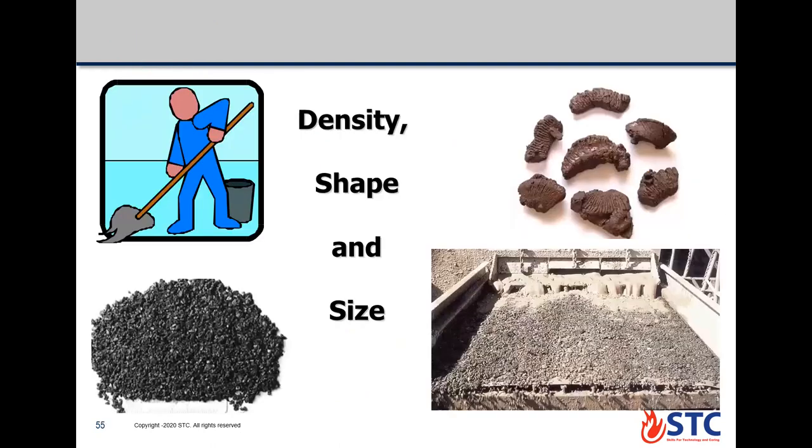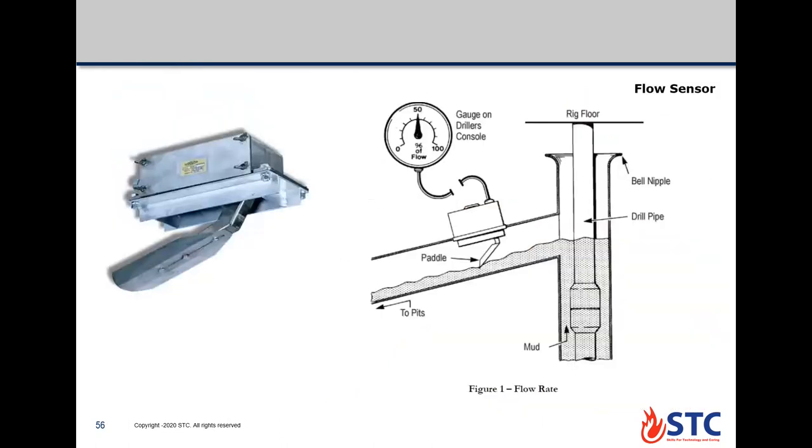So let's see some figures here, different shapes and different sizes for the cuttings. So this may be an indicator for the kick, so we need to make a flow check. Here is the flow sensor. Okay, if you look here, this is the paddle type connected to the gauge. So here, for example, our gauge is 50%. Okay, this is the normal flow percent.